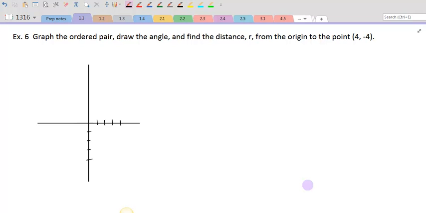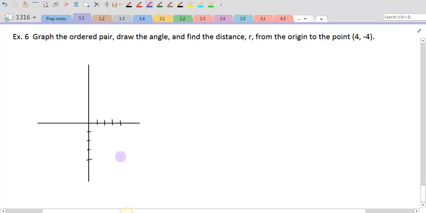So in this last example, we are going to use the idea of what we've learned with terminal sides of angles and find the distance from the origin to some point which is given to us as 4, -4. So what I have here is a graph, and I'm going to plot the point 4, -4 on the graph. So 4, -4 would be over here, about right there. That's the point 4, -4.